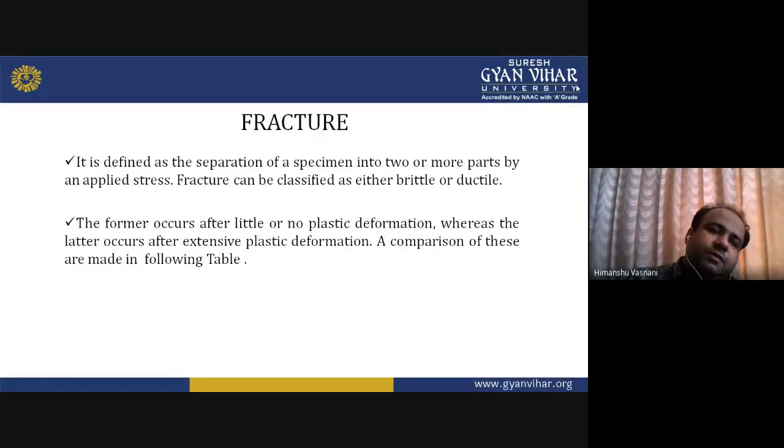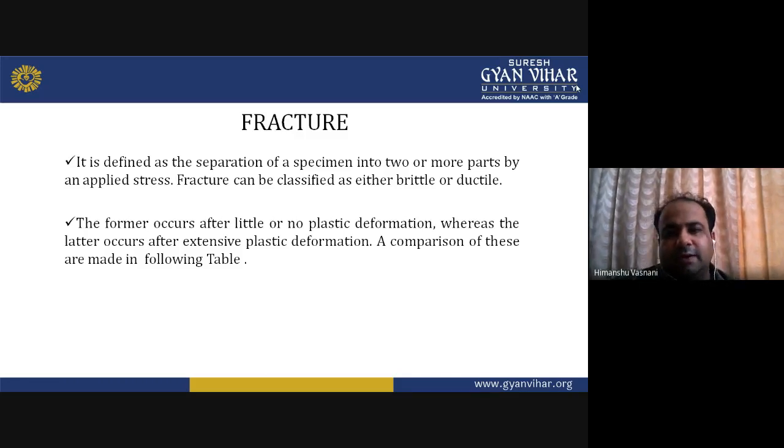So fracture, we have heard this term many times in our lab and in our other subjects also. Fracture means separation, something divided into two or more pieces, something broken. So we can say that fracture can be defined as the separation of a specimen into two or more parts by an applied stress. Fracture can be classified either as brittle or ductile fracture.